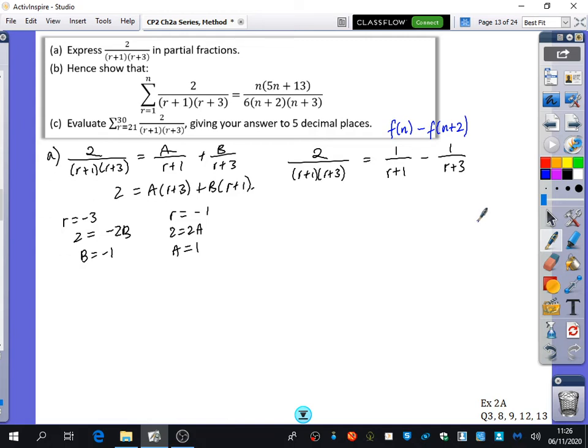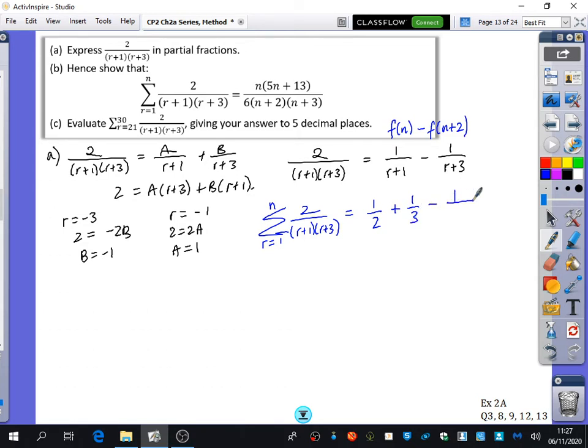If we wanted to go straight to using the function notation for this one, we could say that the sum from r equals 1 to n of 2 over r plus 1, r plus 3 is going to be equal to, remember, f of 1 plus f of 2 minus f of n plus 1 minus f of n plus 2. We're going to do it the long way as well, but we're going to just try it this way. So we think when you put in 1 in here, you get a half. When you put 2 in here, you get a third.